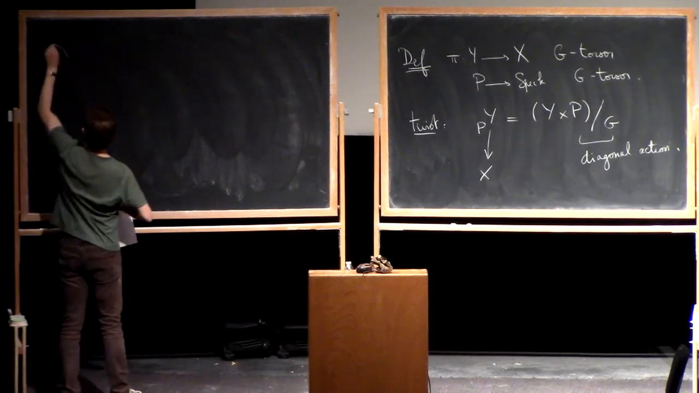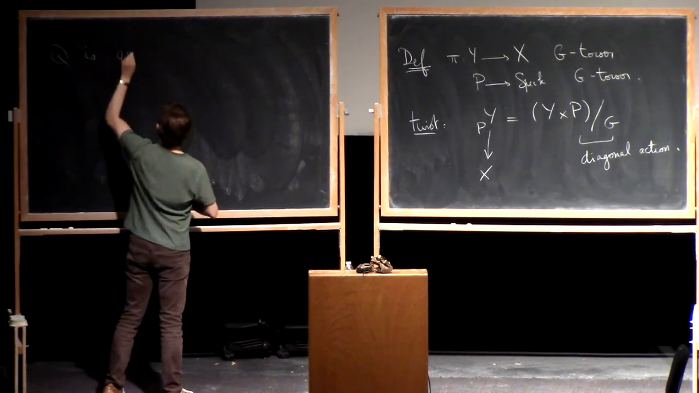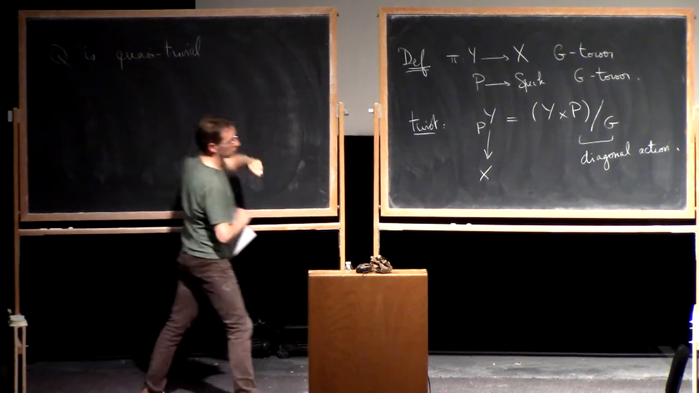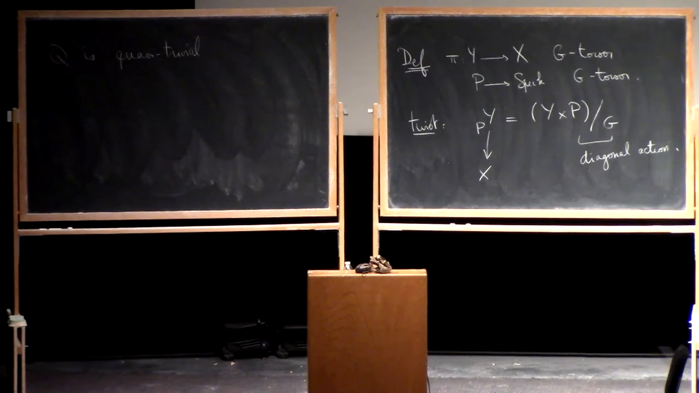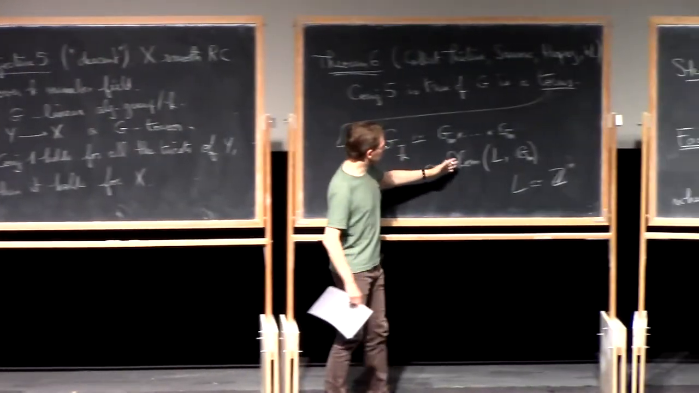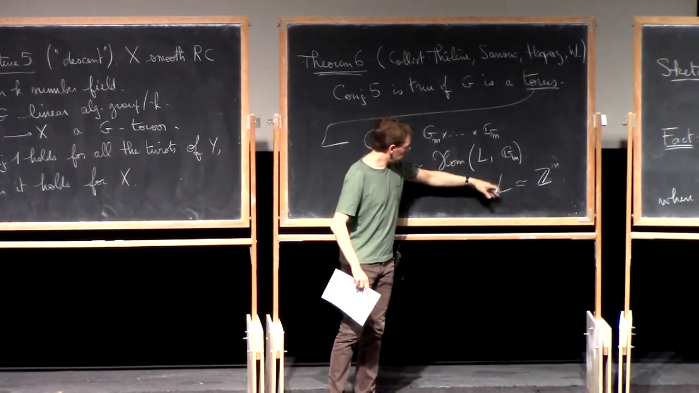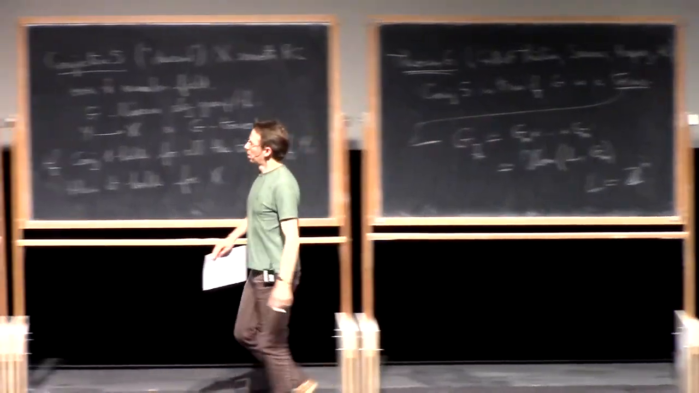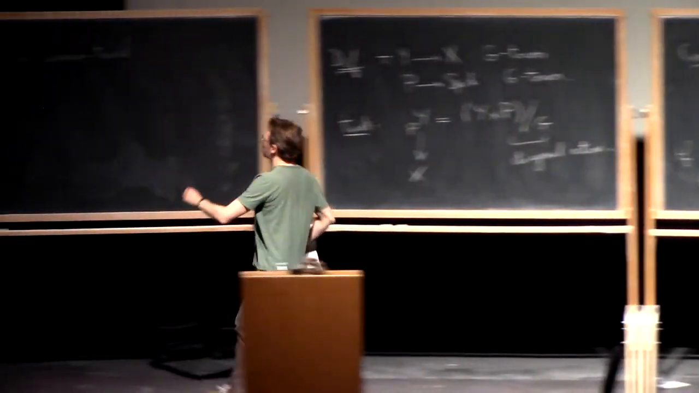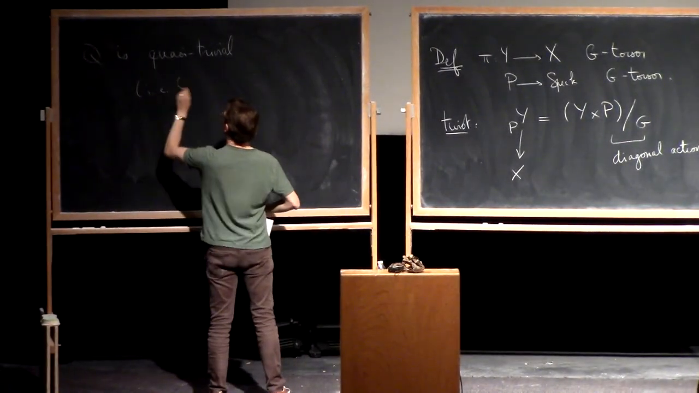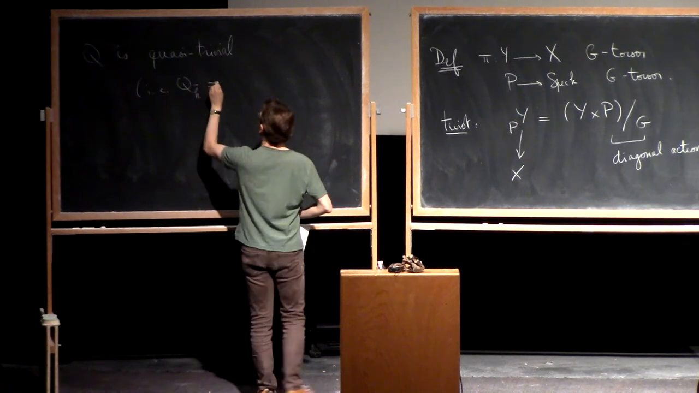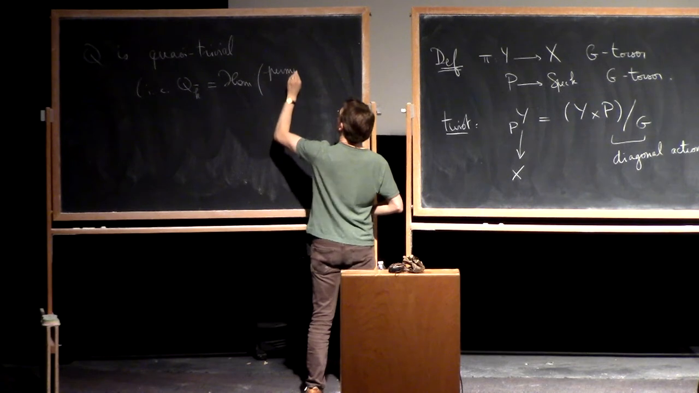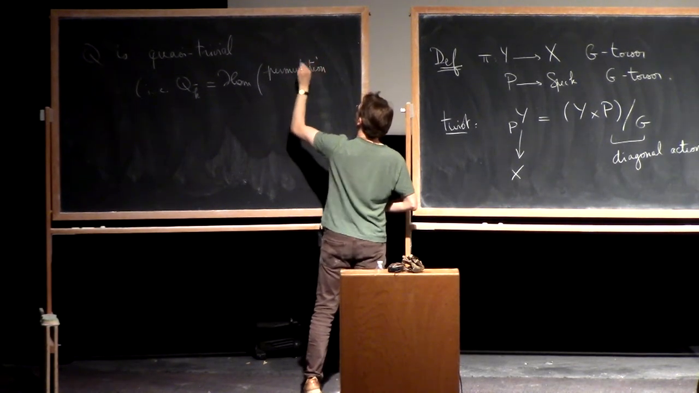And Q is quasi-trivial. So what does that mean? Well, it means that if you write Q geometrically as Hom of a lattice to Gm, there is a basis of the lattice which is stable under the action of Galois. So that means really Q over K bar is Hom of some permutation module to Gm.